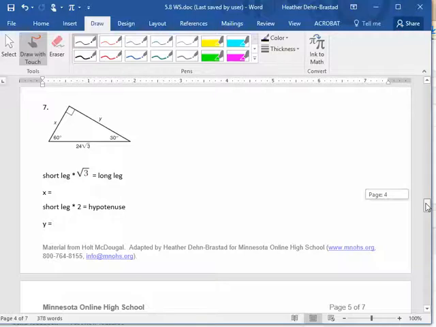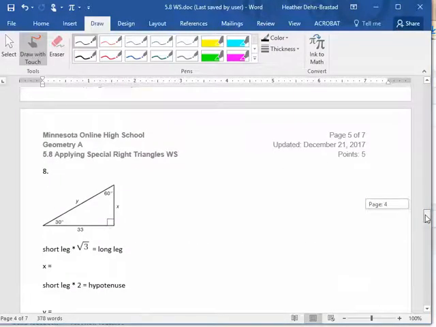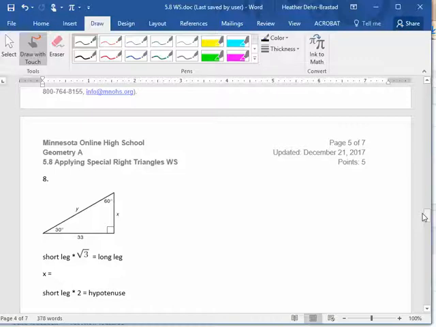All right, let's look at one that looks trickier. This one looks a little trickier because they give us the long leg. So in number 8, we are going to find the length of the short leg first. They don't give it to us at all. But I do know that the short leg times the square root of 3 equals the long leg. So the short leg is x, and the short leg times the square root of 3 is going to equal the long leg, which they tell me is 33. So to solve this, I need to divide both sides by the square root of 3.